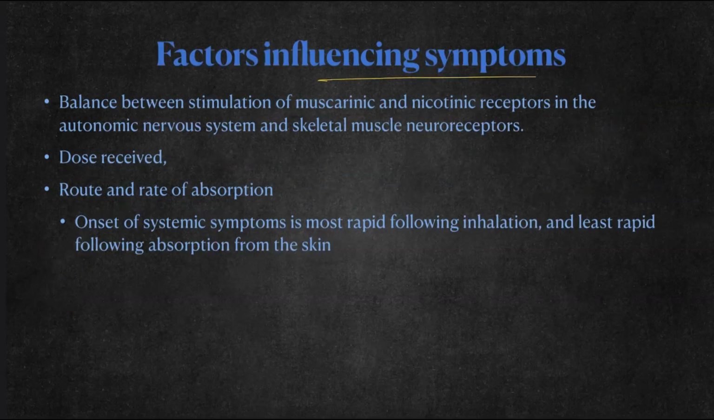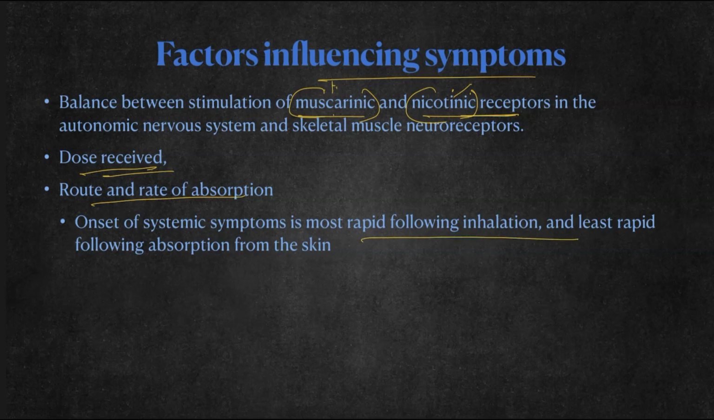Some factors which influence the symptoms of organophosphorus compounds depend on the balance between the muscarinic and nicotinic receptors, that is, how many muscarinic receptors are present and what percentage are activated. It also depends on how much dose is received, and the route and rate of absorption. Symptoms appear most rapidly with inhalation and least rapidly with absorption from the skin.